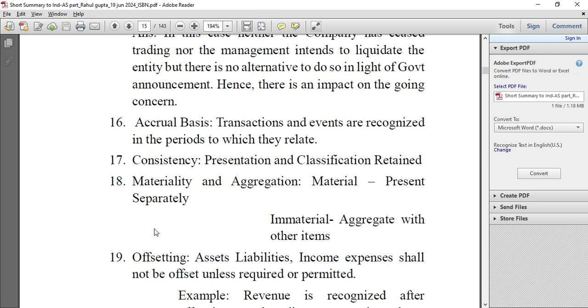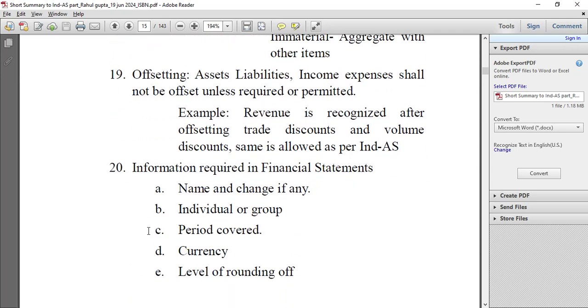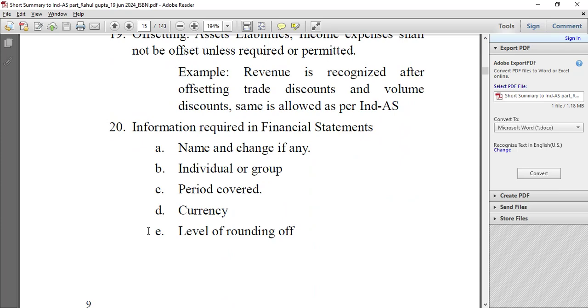Materiality and aggregation: material items are presented separately, immaterial items are aggregated with other items. Offsetting: assets, liabilities, income, expenses shall not be offset unless required or permitted. Revenue is recognized after offsetting trade discounts and volume discounts. Same is allowed as per Ind-AS. Information required in financial statements: name and change, if any, individual or group, period covered, currency, level of rounding off.